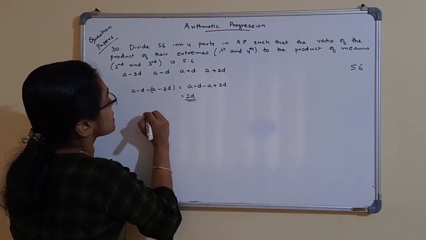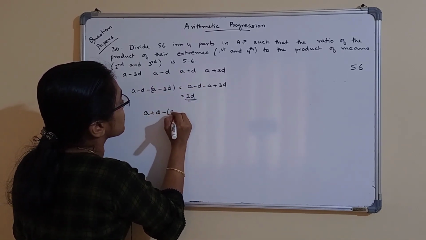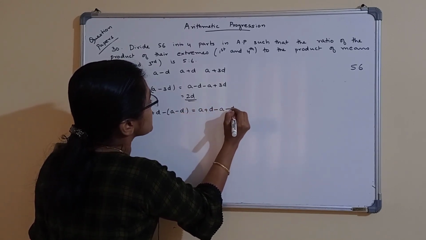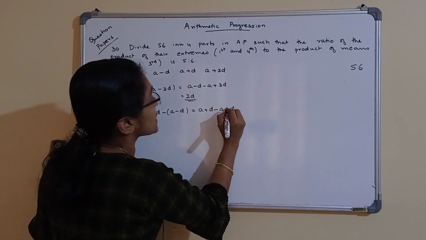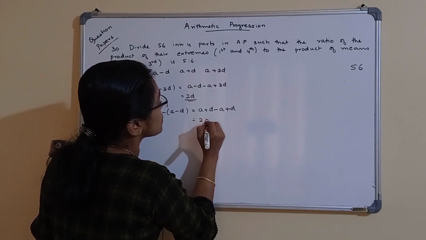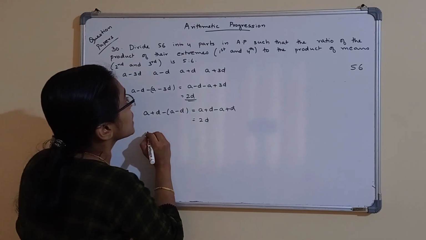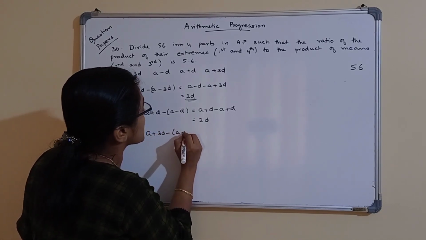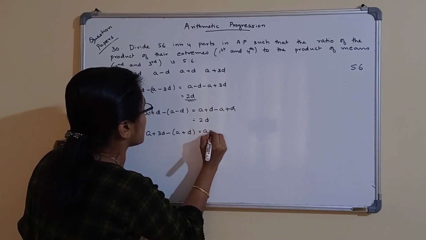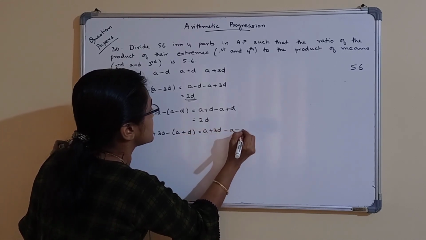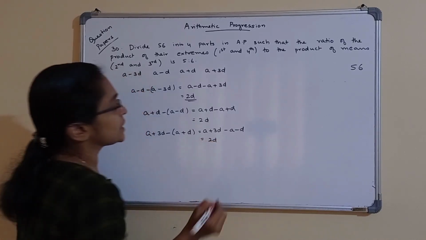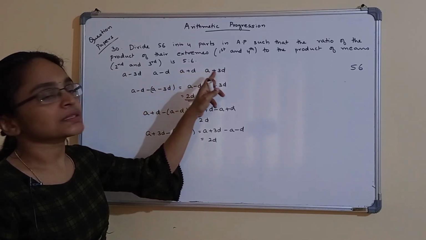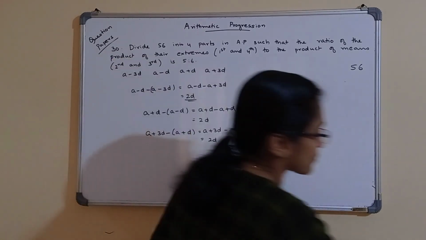Then if we take a plus d minus (a minus d), which is equal to a plus d minus a plus d, this is also 2d. The common difference is 2d. Now a plus 3d minus (a plus d), which is a plus 3d minus a minus d, is also equal to 2d. So we can take the terms as a minus 3d, a minus d, a plus d and a plus 3d.